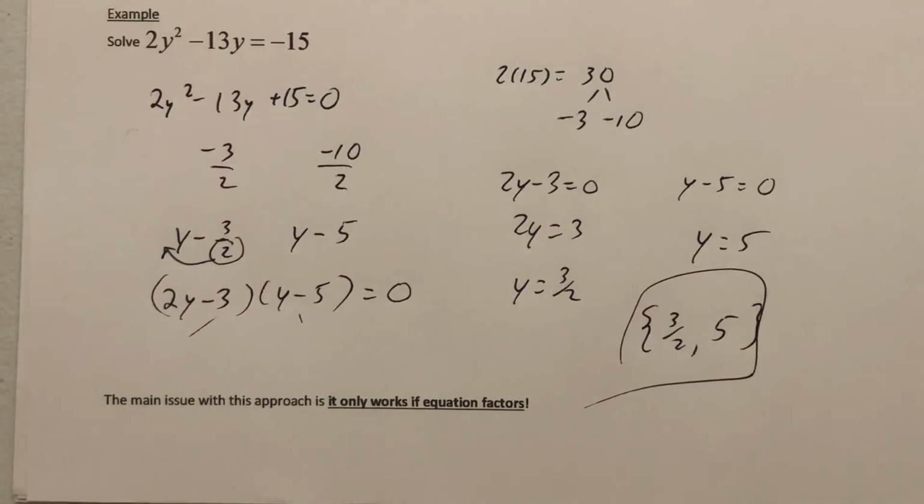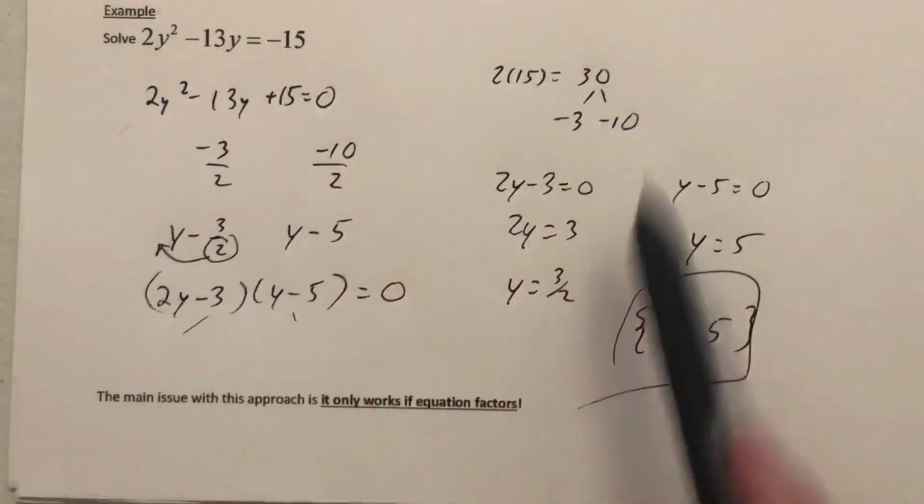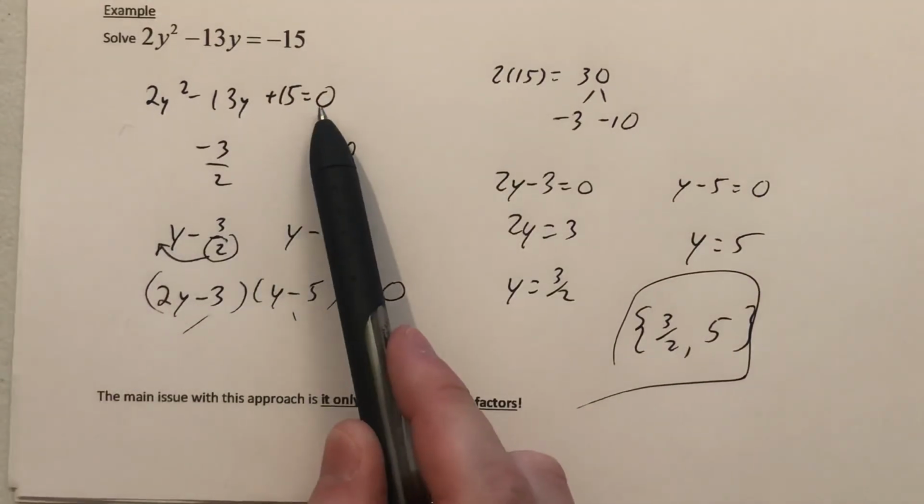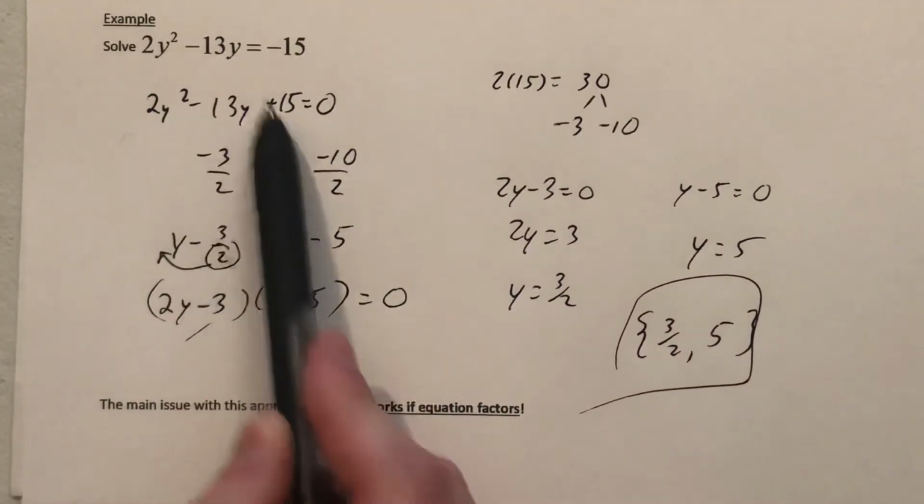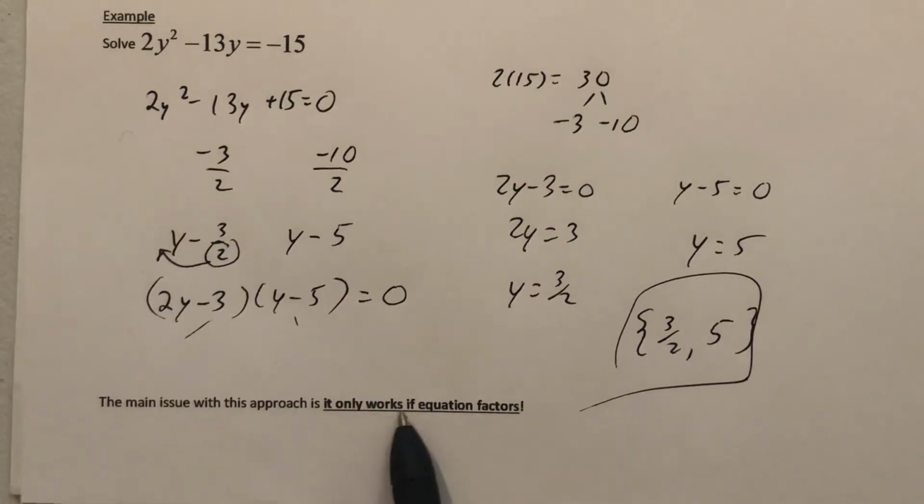So there are other factoring methods like difference of squares and grouping as well, but the point is this approach, no matter what you're looking at, is the idea of setting equal to 0 and then using factoring methods. But that only works if the equation factors. So we're going to be looking at other processes that we can use when we're given an equation that does not factor.